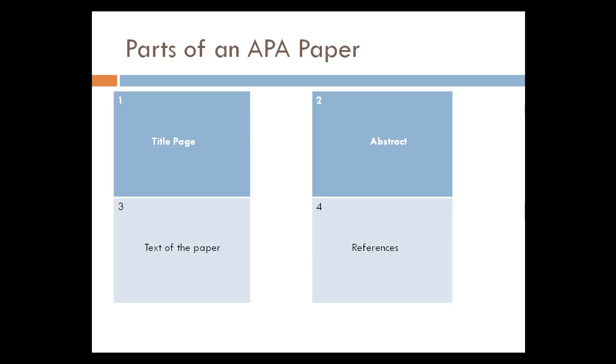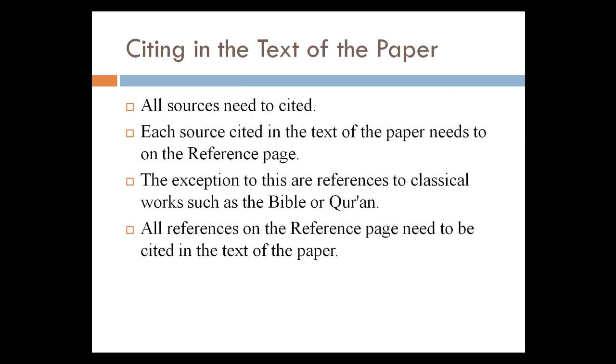To review, parts of the APA paper will have a title page, an abstract, the text of the paper, and a reference page. All sources are to be cited. If you are paraphrasing, summarizing a passage, or rearranging the order of someone else's words, you need to give credit to that source. A source cited in the text of the paper needs to be on the reference page.